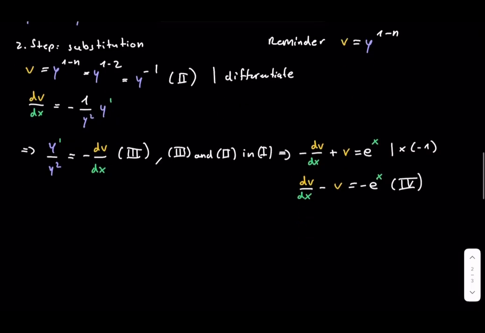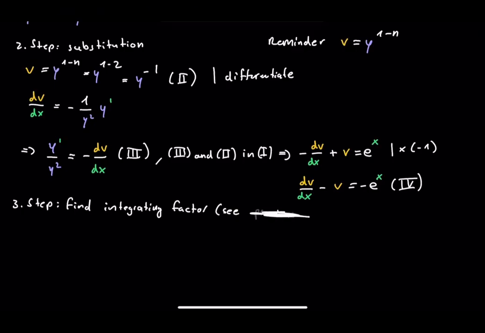Step 3, simplify. Multiply through by negative 1 to make the derivative positive. dv over dx minus v equals negative e to the x. Now we've got a linear first-order equation in v. Let's find the integrating factor.